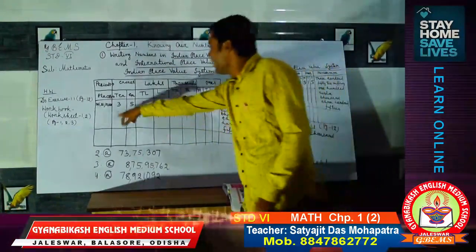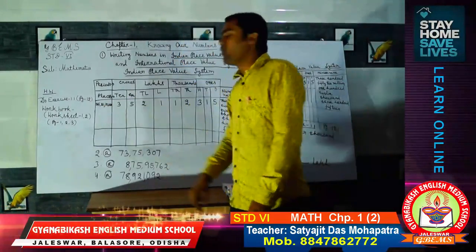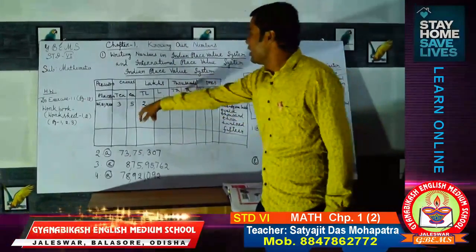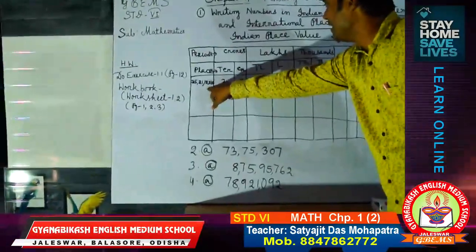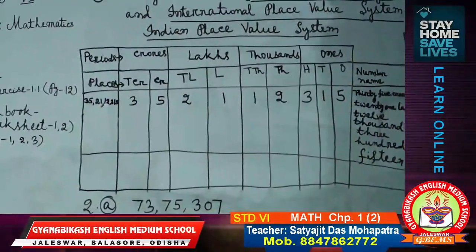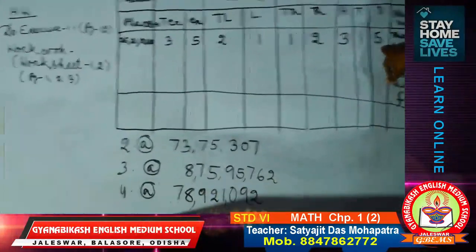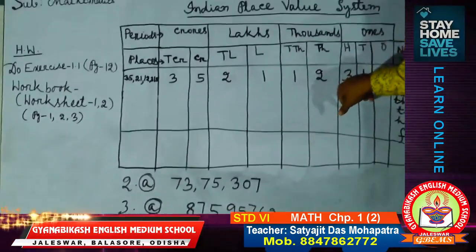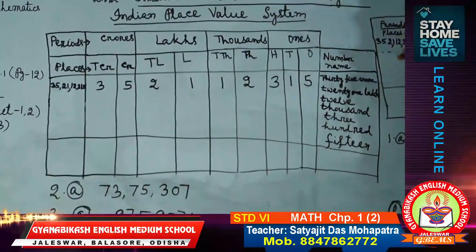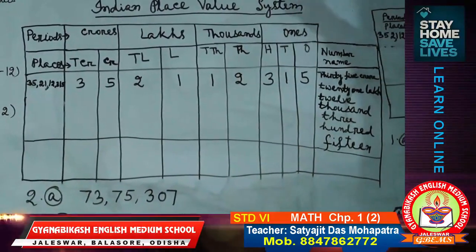Here we have to write this number: 3, 5, 2, 1, 1, 2, 3, 1, 5. Now you have to put the comma after three digits, 3, 1, 5, and after that every two digits. You start from the ones place on the right. So here you write 3,5,2,1,1,2,3,1,5 with commas, and after that you have to write the number name.